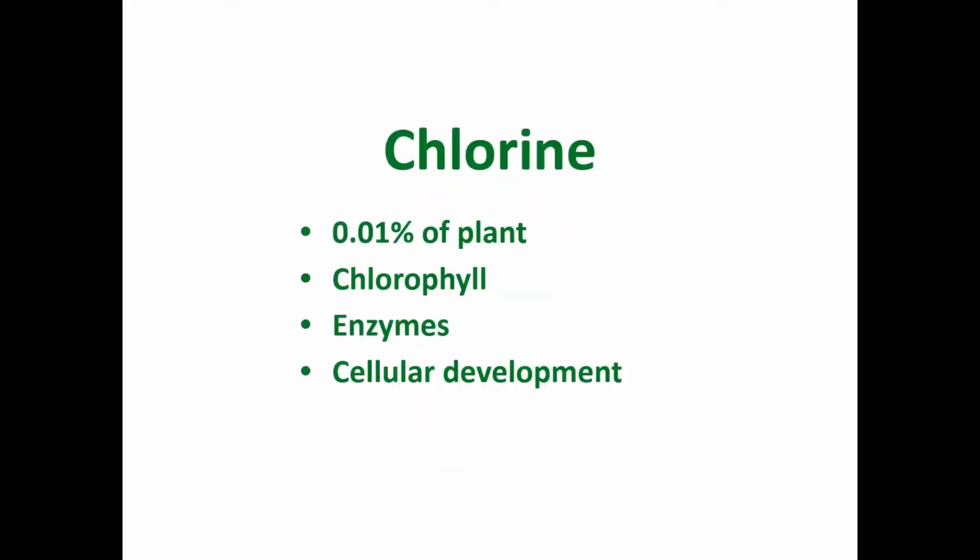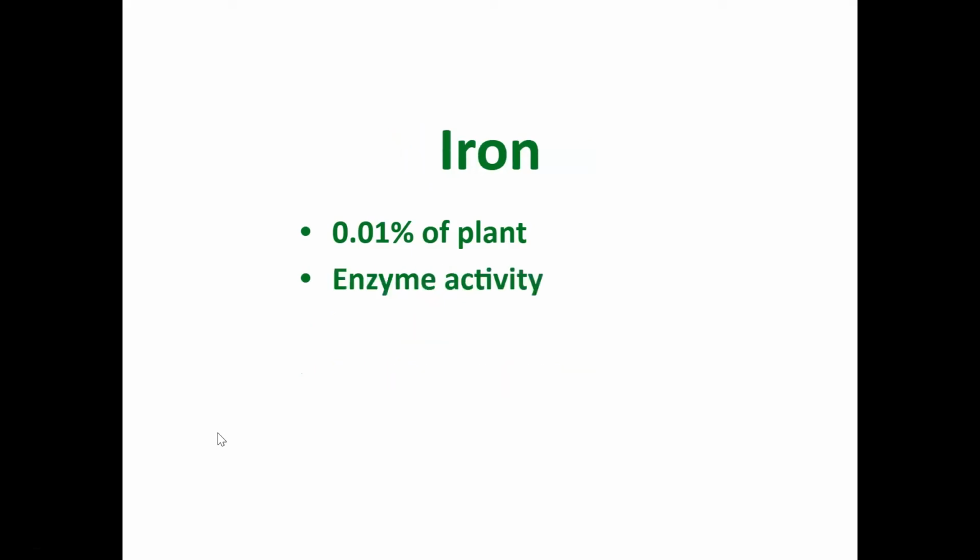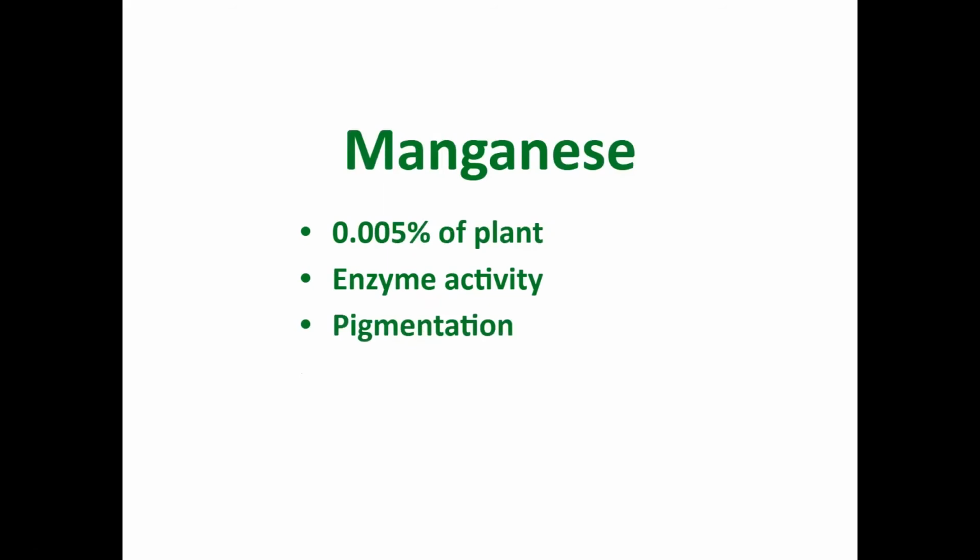Chlorine is 0.1% of the plant. It's used in making chlorophyll, hence chlorine, chlorophyll, also for enzymes and cellular development. Iron is 0.01% and used in enzyme activity. You may have heard about anemia, right? Tired, poor blood. And so here's where iron comes in. If you're deficient in iron, you are probably having reduced enzyme activity in your body.